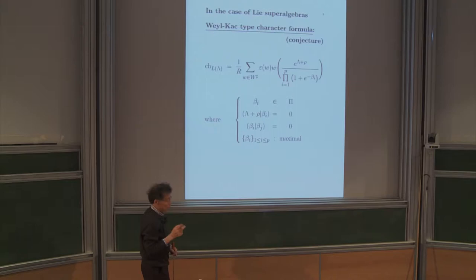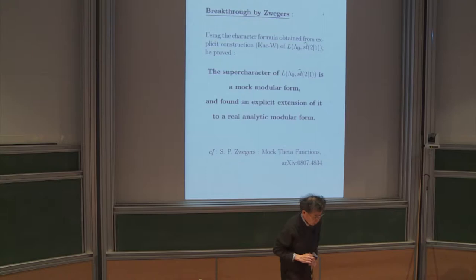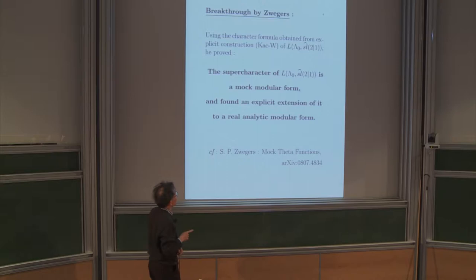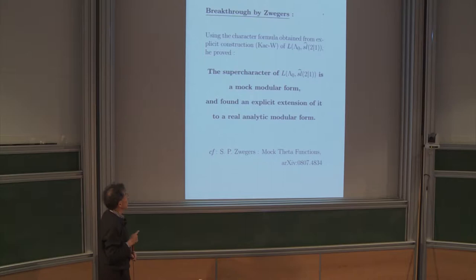But the very remarkable breakthrough was given by Zwegers. He proved that the super character of L(Λ0) for the affine sl(2|1) hat module is a mock modular form. And he gave an explicit formula for it in terms of real analytic modular forms.